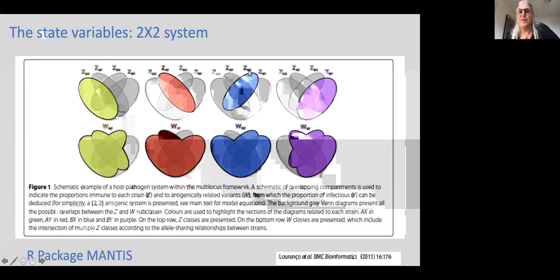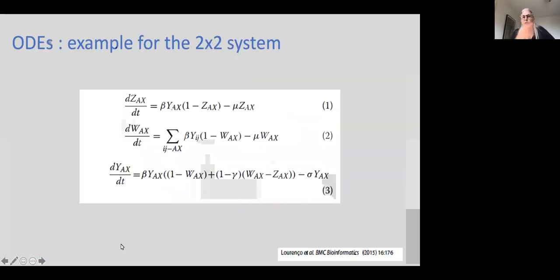There is a typo here in the blue. This should be BX, not AX, but you see the picture. So just to show you that this simplifies greatly the notation, because now for a given, of course, there would be additional equations for other types, but you can see here in particular the equation for Y, which is the infected.